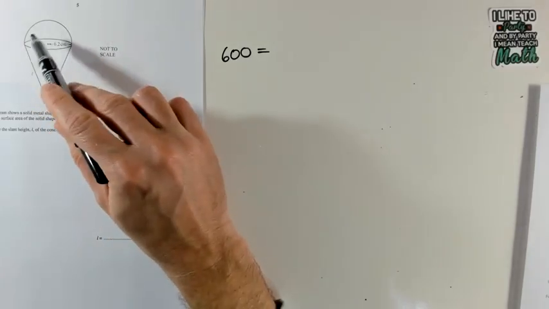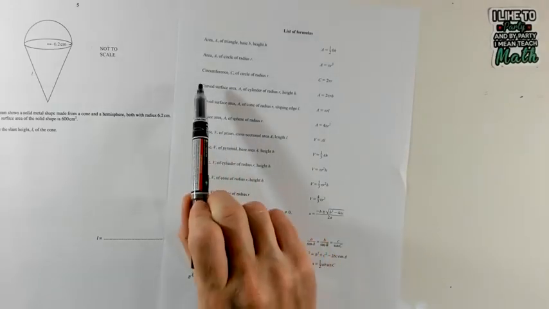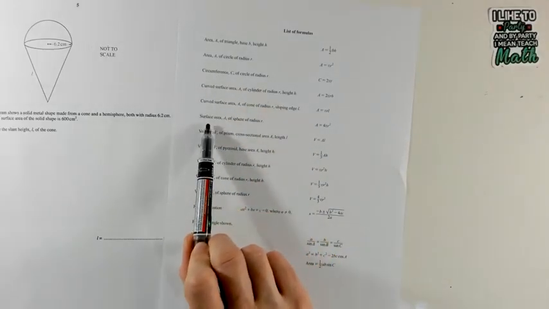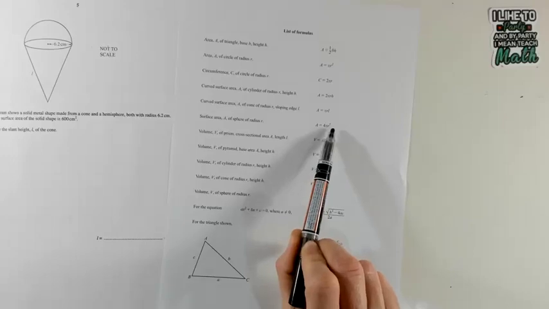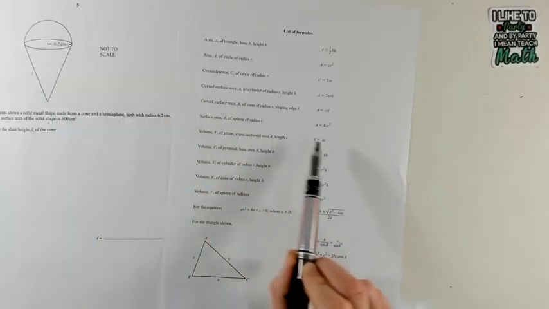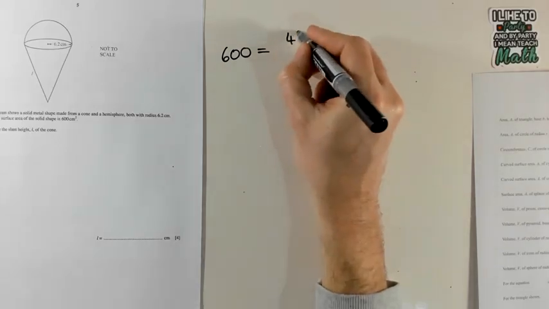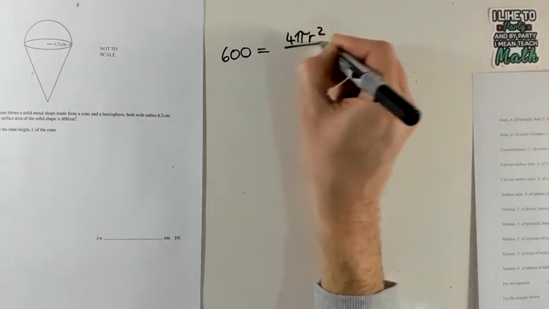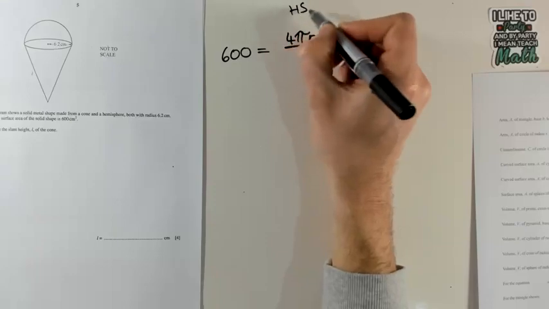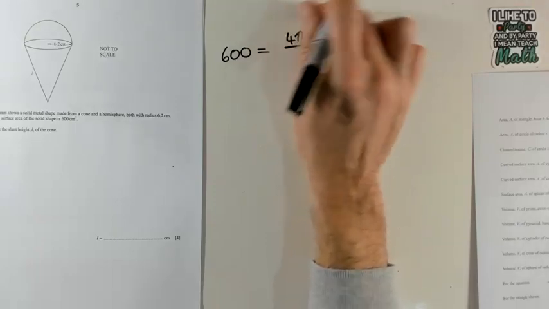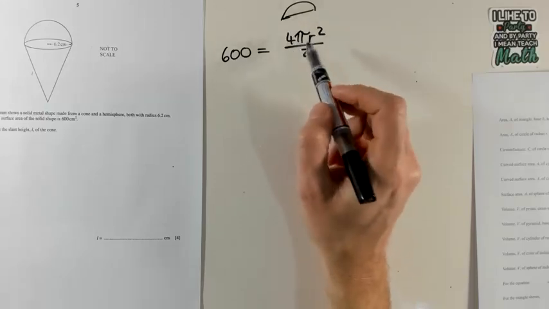So there's a sphere. I'm going to look on here and see that the surface area of a sphere is 4 pi r squared. But this is not a sphere, it's a hemisphere, so it's divided by 2. So it's going to be 4 pi r squared divided by 2. That's the hemisphere part.